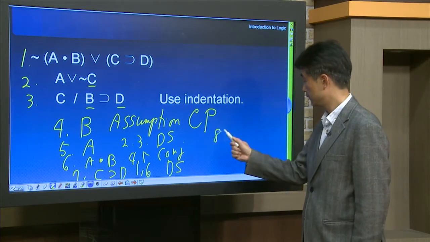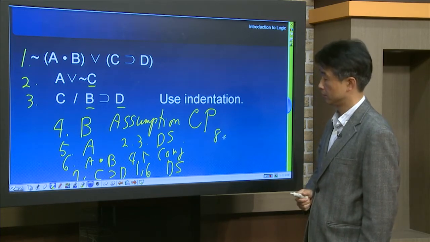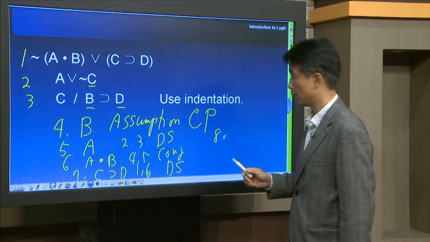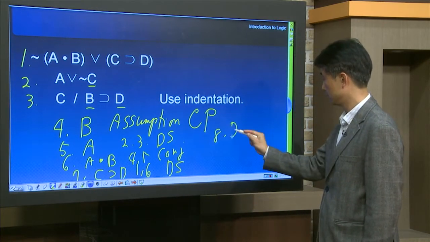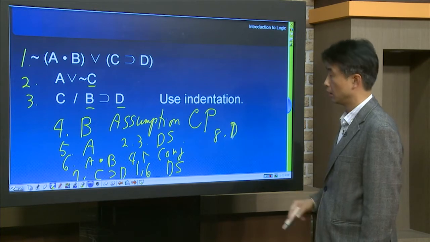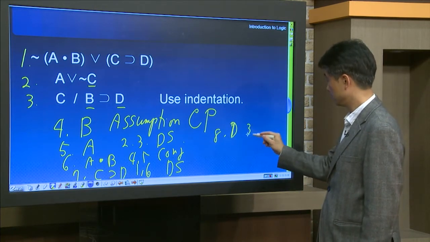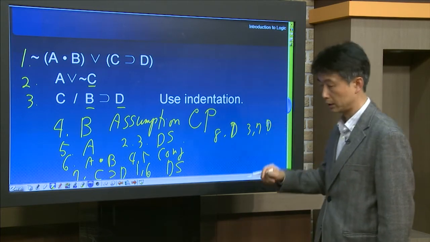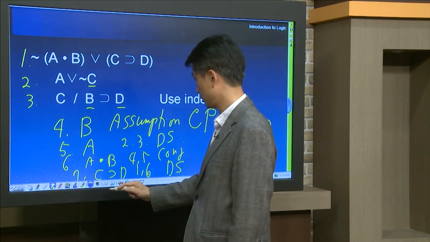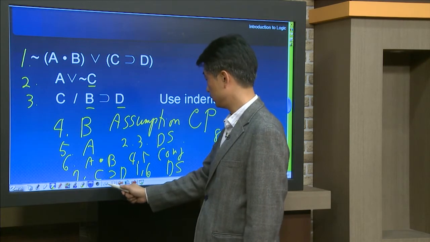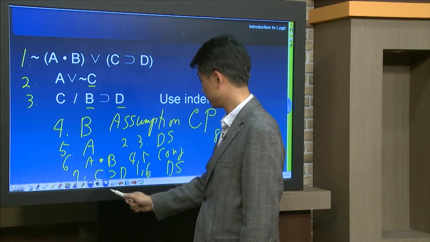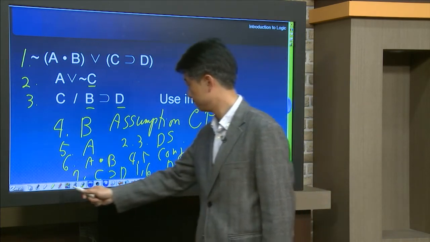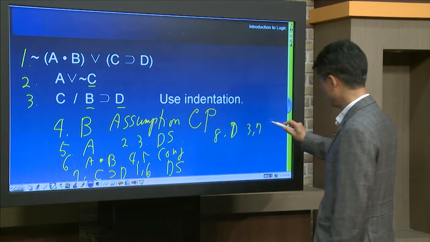Number 8. From 3 and 7, you can derive D. 3, 7, not disjunctive syllogism, but 3 and 7, modus ponens, right? So, MP.